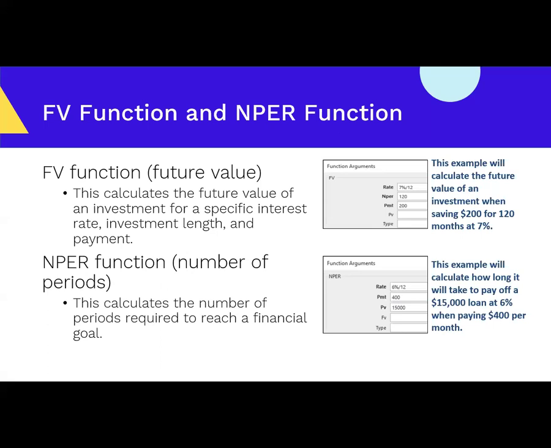So NPER, number of periods. This calculates the number of periods required to reach a financial goal. So say you wanted to save $100,000, but you didn't know how long it's going to take you by putting away $500 a month. You're able to see the number of periods or the number of payments it's going to take you.